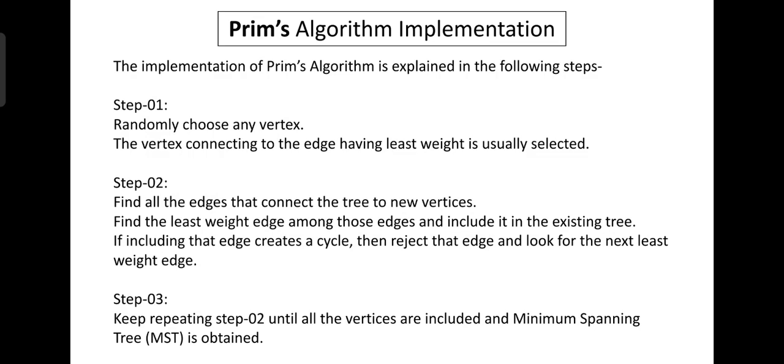Second step: Find all the edges that connect the tree to new vertices. Find the least weight edge among those edges and include it in the existing tree. If including that edge creates a cycle, then reject that edge and look for the next least weight edge. Step 3: Keep repeating step 2 until all the vertices are included and the minimum spanning tree (MST) is obtained.